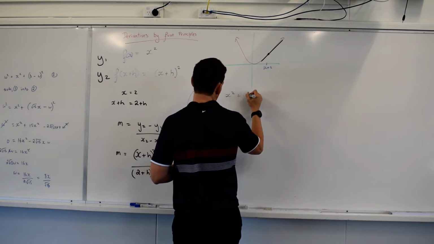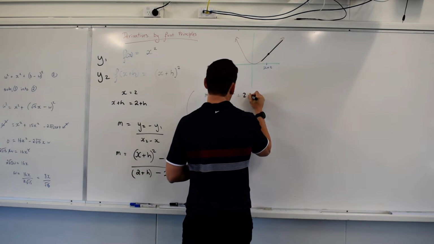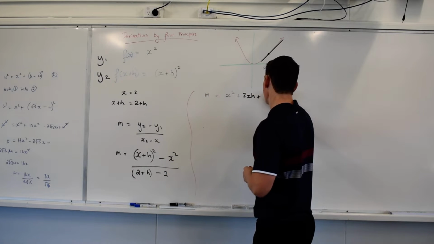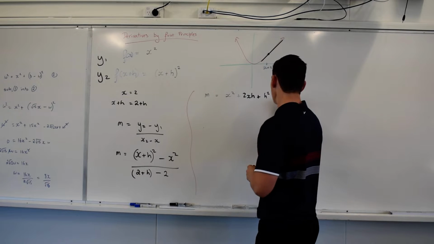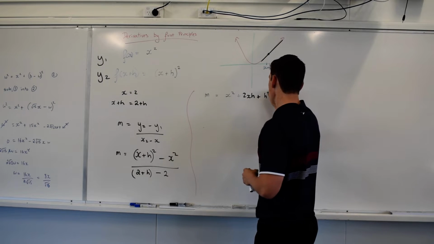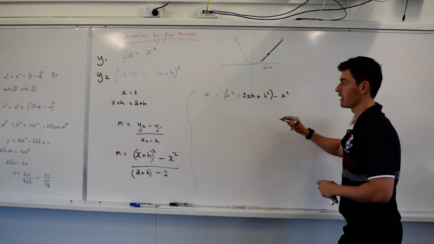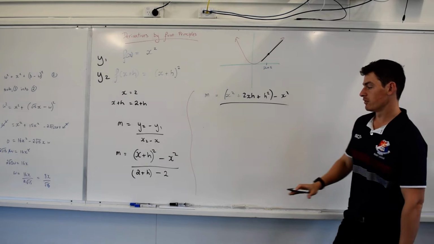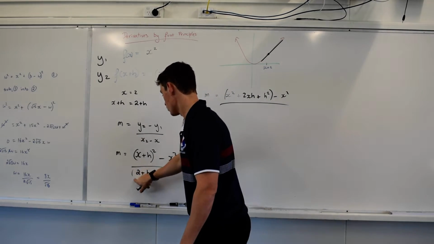Very good. 2. What's that? M. There it is. 2x plus h squared. So that's that first bit minus x squared. So that was the bracket there, expanded. That's just staying as x squared divided by, can I simplify the bottom? Yes. Do I need these brackets anymore? No. So what's that going to equal?